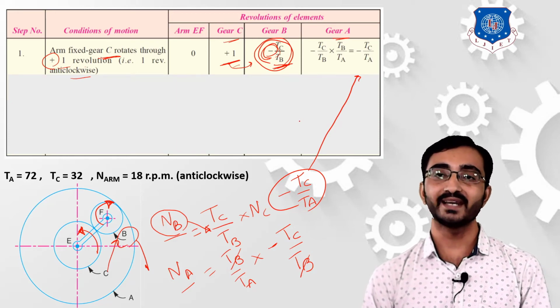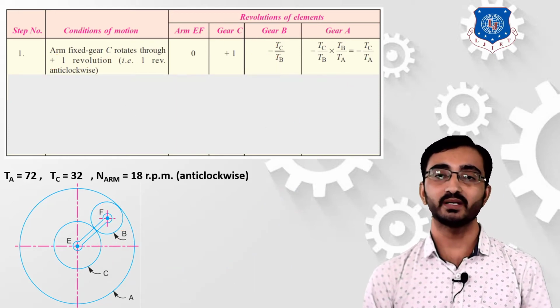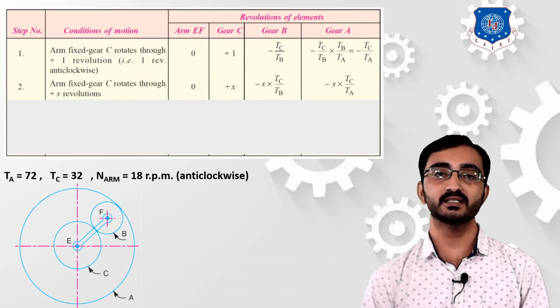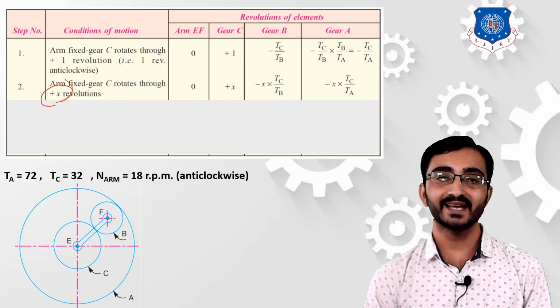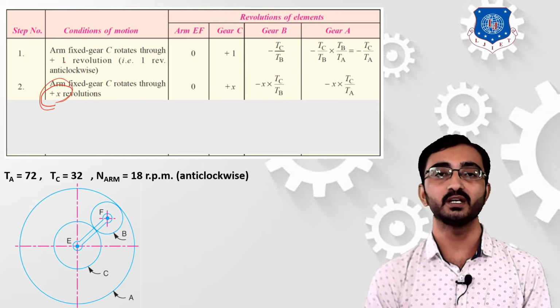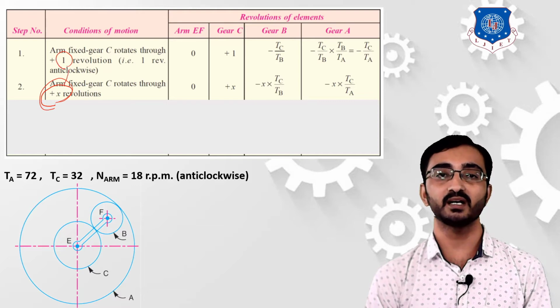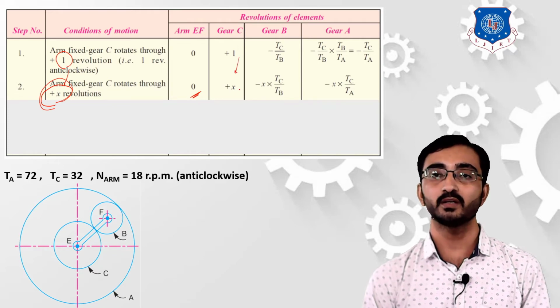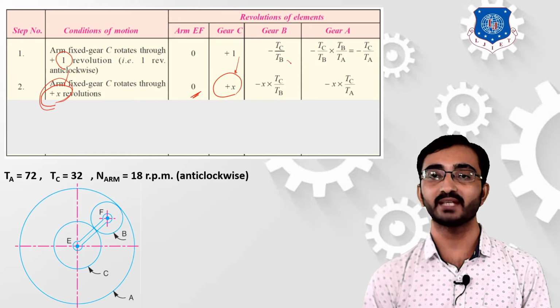After identifying this first condition, the next condition we have to consider is gear C with plus x revolution rather than plus 1 revolution. We are simply replacing this 1 with the x value. In that case the arm will again be in a fixed condition, gear C will rotate with plus x revolution, and here we have to multiply by the x component, that is the speed of gear C.